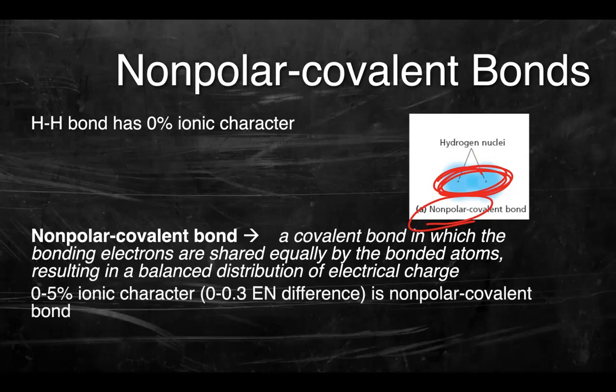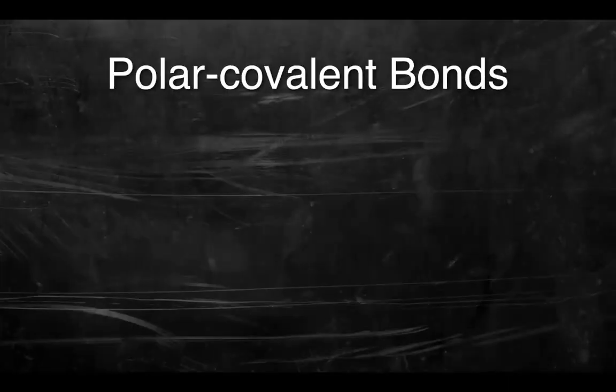So an EN difference of between 0 and 0.3, you would classify that as a non-polar covalent bond. And I'm not going to expect you to memorize all of the EN values. I will give you a list if I ask you to classify them.